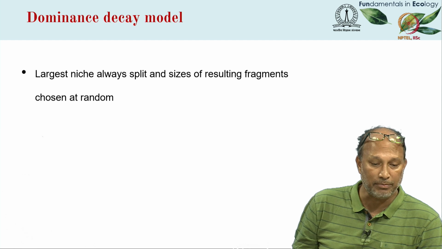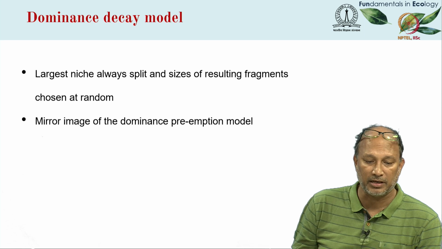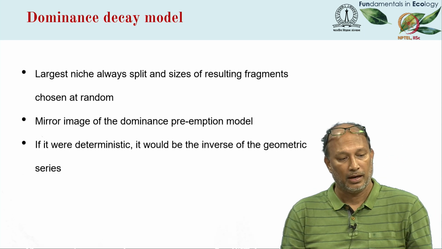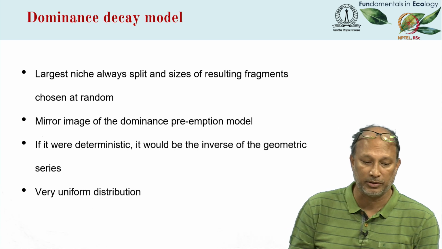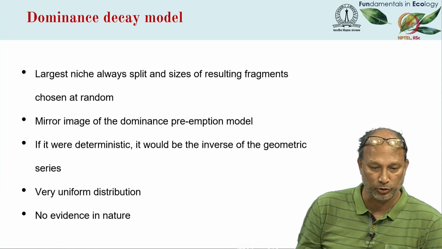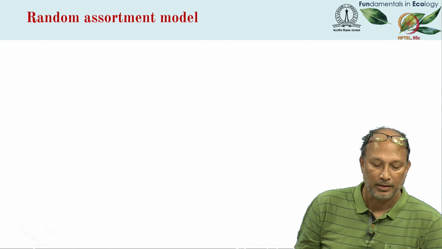In the dominance decay model, the largest niche is always split, and the sizes of resulting fragments are chosen at random. It's a mirror image of the preemption model. If it were deterministic, it would be the inverse of the geometric series and produces a very uniform distribution. There's actually no evidence of this in nature.